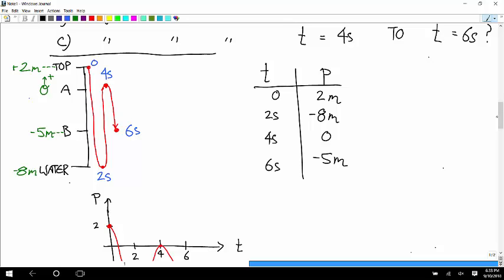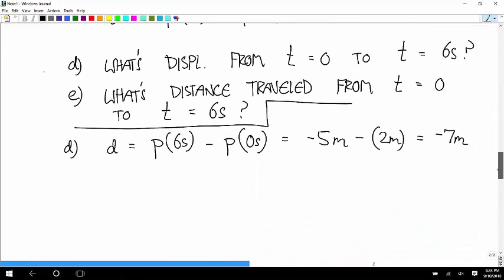And the negative says that you've gone the net, like between the point here and the point here, there's a distance of 7 meters between those two points, and that it's in the negative direction. But when we calculate the total distance traveled, it's not going to be +7.